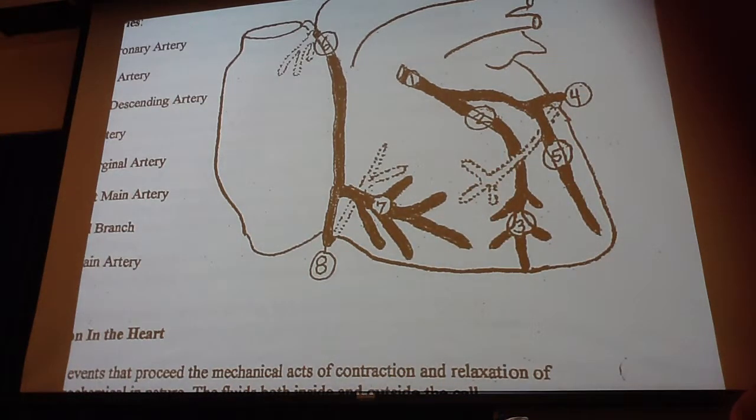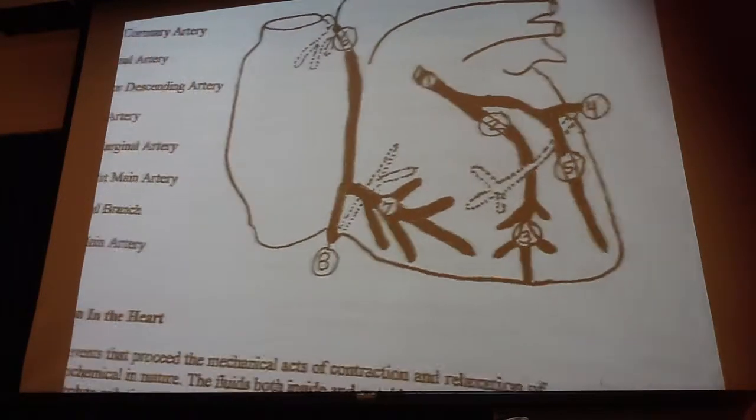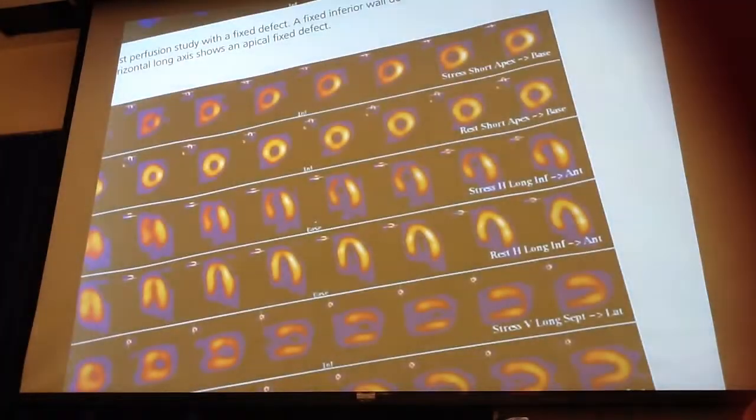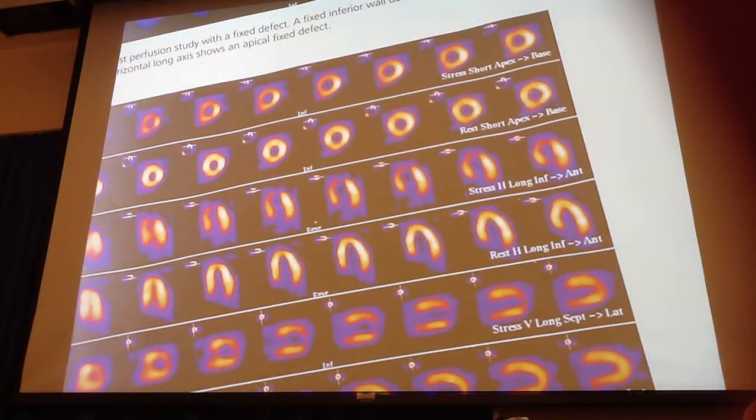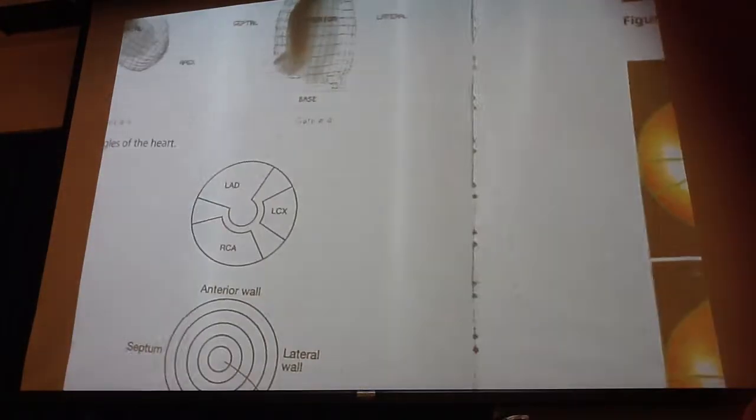So if you were looking at a part of the heart that is not perfusing, and in this case here we have the septum and the apex, what blood vessels do you think are involved with that? So for the apex, it would be the LAD, or even further up, like the left main.